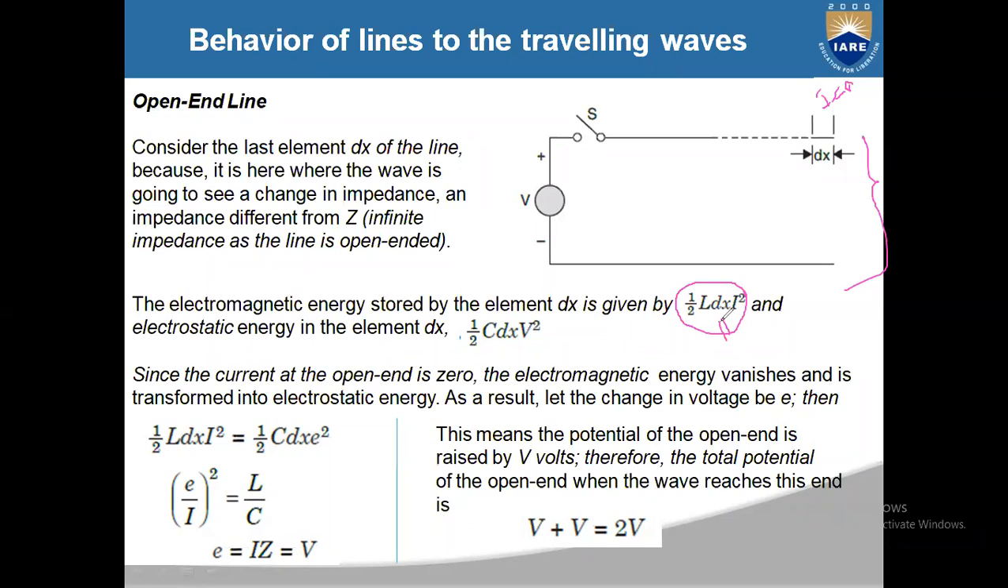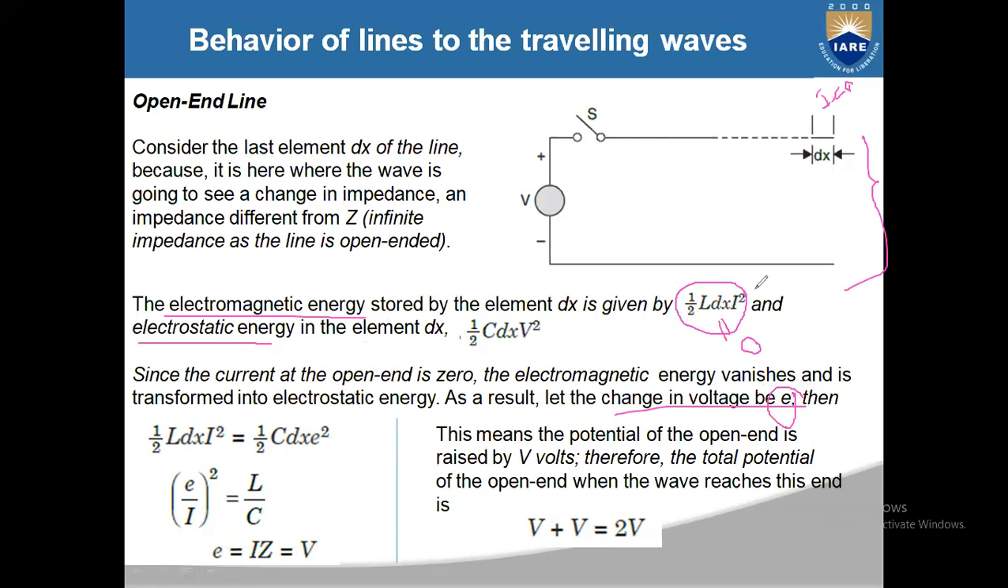But as per the conservation of energy, there will be no loss of energy, right? So what happens when this becomes 0? Actually the energy is not lost here. The energy will be transferred from the electromagnetic energy to the electrostatic energy. At the open end, as the current becomes 0, the electromagnetic energy will change to electrostatic energy. This change will make the voltage at the receiving end change. Let us assume that change in voltage to be small e.